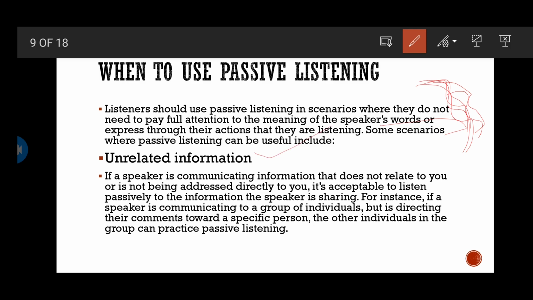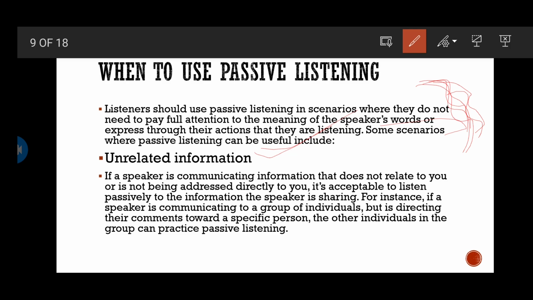Now let us see unrelated information. If the speaker is communicating information that does not relate to you or is not addressed directly to you, it's acceptable to listen passively to the information the speaker is sharing. For instance, if the speaker is communicating to a group of individuals but is directing their comments towards a specific person, other individuals in the group can practice passive listening.